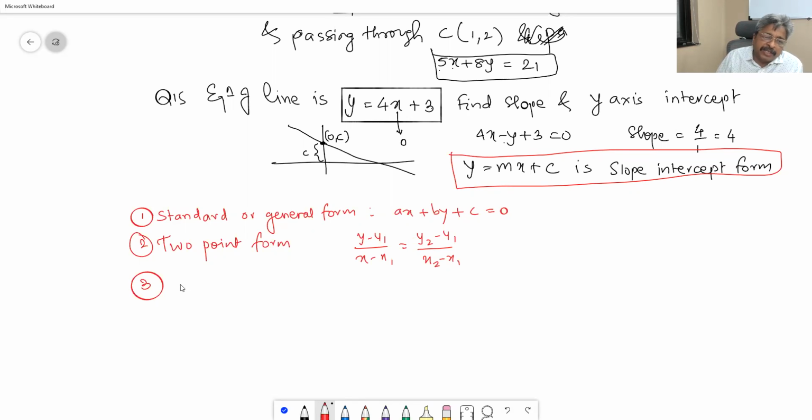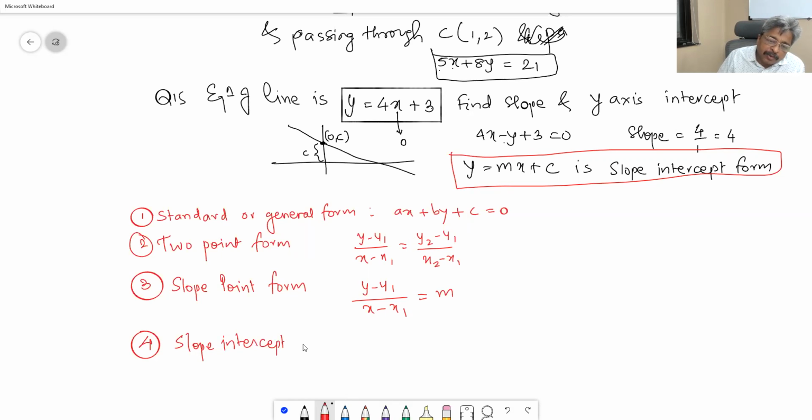Third, slope point form, where the slope is given and 1 point is given. So if one point is given and the slope is given, the equation would be (y minus y1) upon (x minus x1) is equal to m, where m is the slope. And the fourth form we have learned just now is the slope intercept form, which is y is equal to mx plus c.